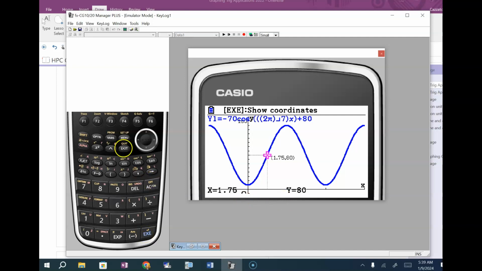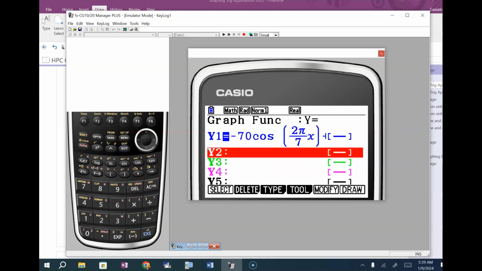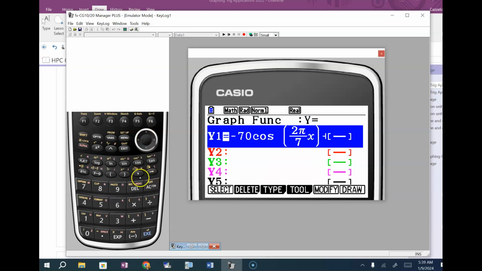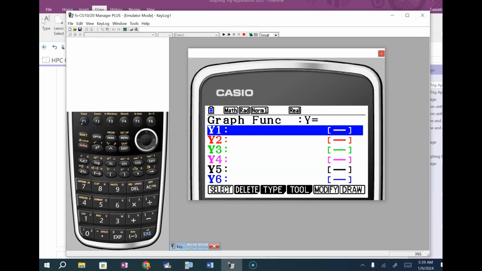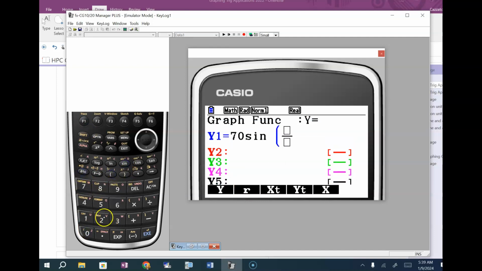Now sometimes you have a more complicated graph, so I'm going to show you how to type in the sine graph. So I'm going to delete this one. So for the sine graph, I'm going to say 70 sine. I'm going to put a parenthesis. I'm going to press that fraction button. I'll say 2 pi. Go down to the denominator and say 7. Get out of the fraction.